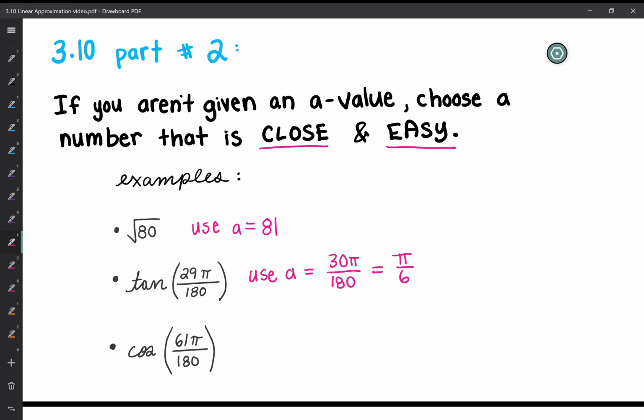If we are trying to approximate the cosine of 61 pi over 180, we would use a is equal to 60 pi over 180, which is close to 61 pi over 180, and equivalent to pi over 3, which is easy to take the cosine of.